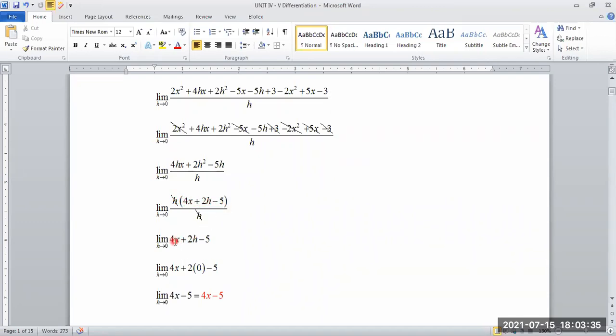See it right here? 4x plus 2h minus 5. Now, this is in its simplest form. Now I can take the limit. I'm taking the limit right here, taking the limit right there, so as h tends to 0.